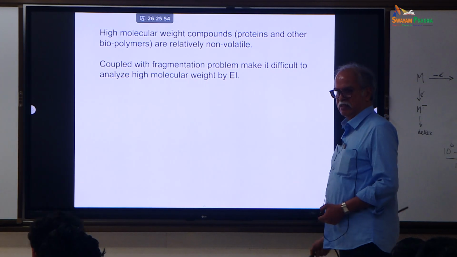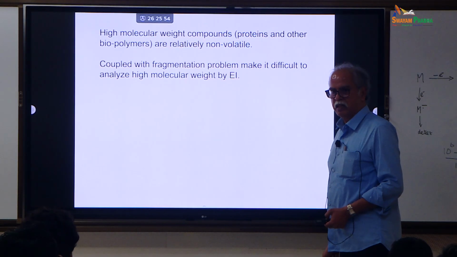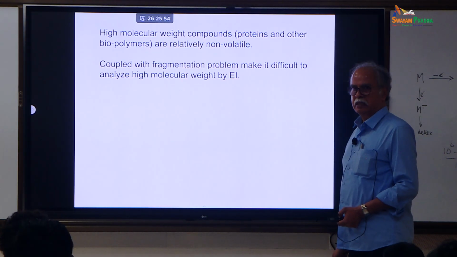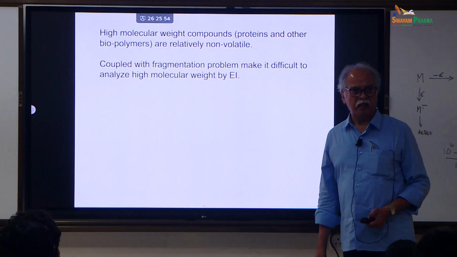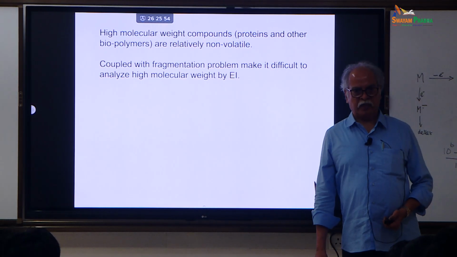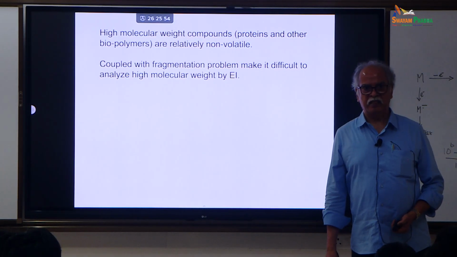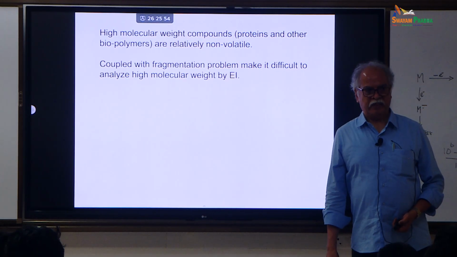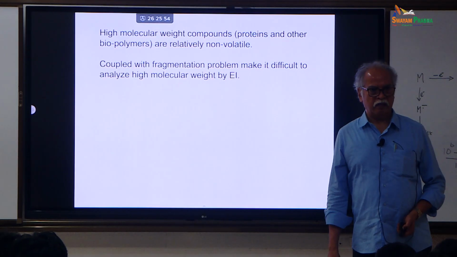This is a limitation of the technique. You can't analyze a very high molecular weight and very non-volatile compound. The compound has to come to the gas phase for getting ionized. If it doesn't, then it will not work.